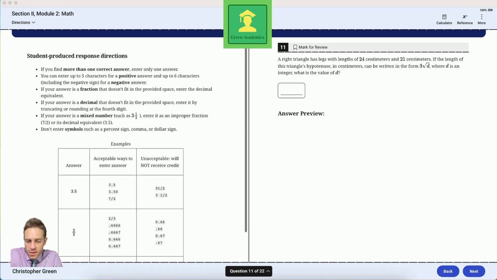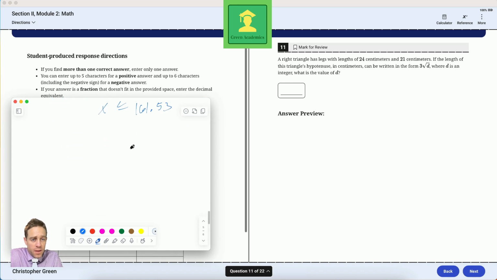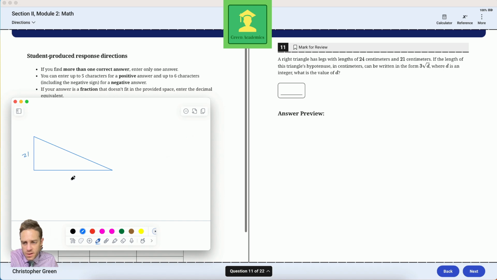A right triangle has legs with lengths 24 and 21. If the length of the triangle's hypotenuse in centimeters can be written in the form 3 radical d, where d is an integer, what is the value of d? So 21 and 24 by Pythagorean, calling the hypotenuse c as in cat. 21 squared plus 24 squared is c squared. I'm hitting this on the calculator and getting that c squared is 1017.